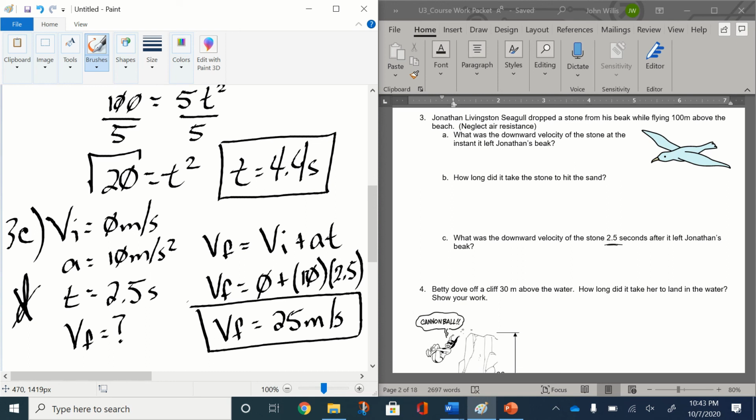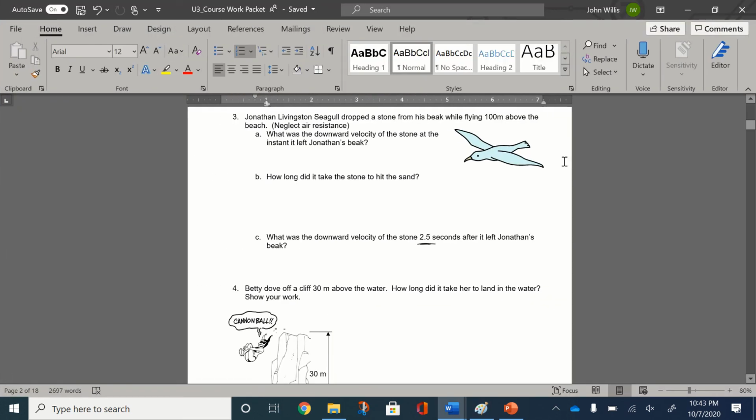For example, in 3C, had I not recognized that I didn't know how far the object fell in those 2.5 seconds, I might have tried to use an equation that contained distance and maybe accidentally plugged in 100 where it shouldn't have been, or 4.4 where it shouldn't have been. Notice those aren't in here at all.